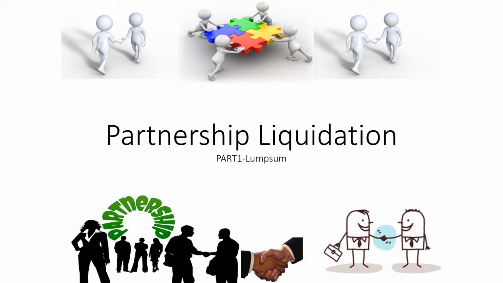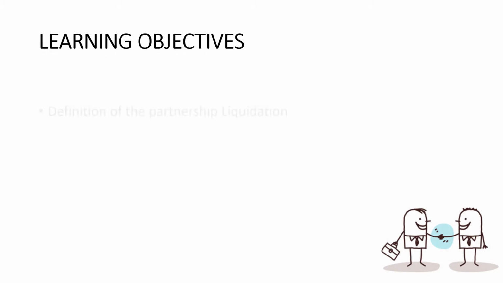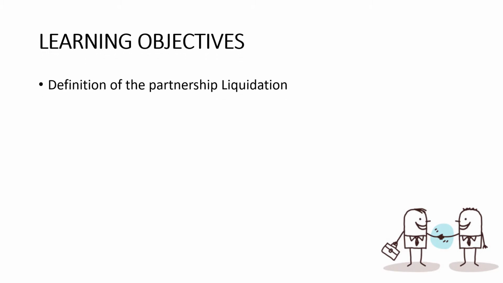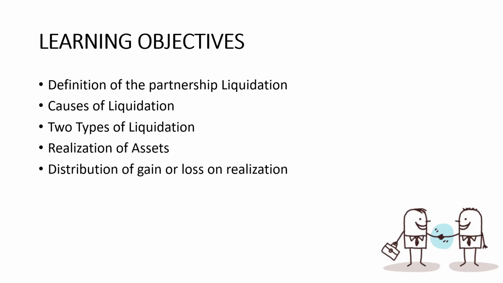So let's proceed. Our learning objectives for this topic are: number 1, definition of partnership liquidation; 2, causes of liquidation; 3, two types of liquidation, realization of assets and distribution of gain or loss on realization; and lastly, payment to creditors.